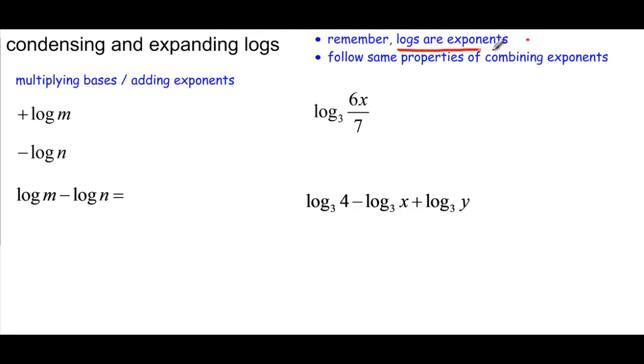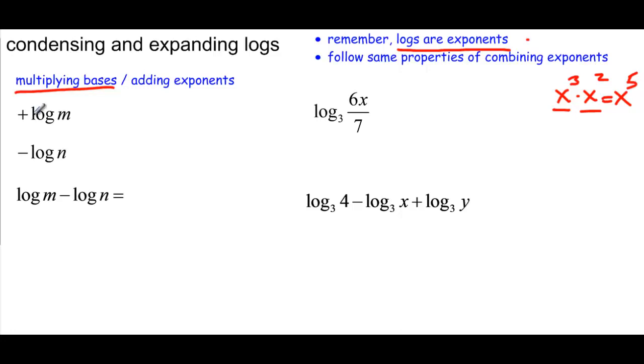Remember, logs are exponents. So all properties that we learned about exponents are the same for logs. For instance, I'm just going to write over here to the side, x to the third times x squared. We are multiplying bases, right here. So what do we do? We add exponents, and we say, okay, there's a total of 5 x's here. So the same thing here. If we are multiplying bases, so if the bases are the same for the log, then we treat the logs with exponential properties. So when we add logs, we're really multiplying bases.